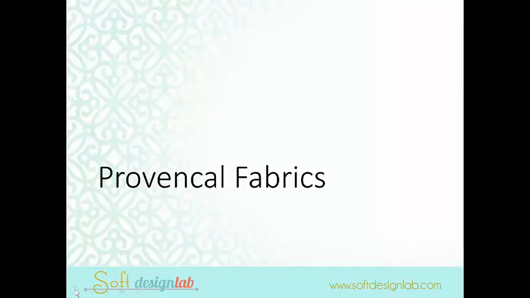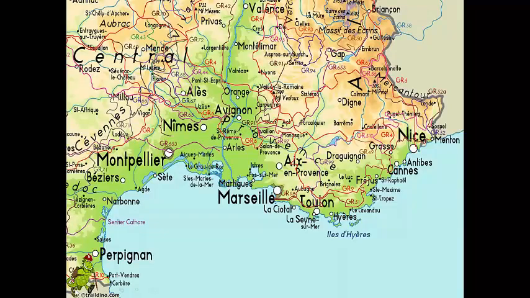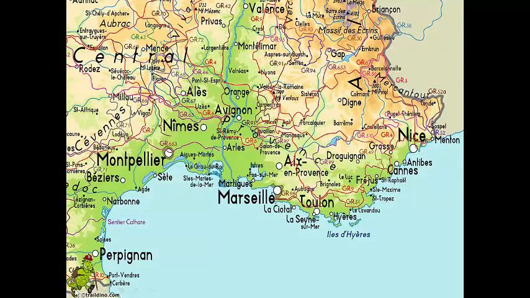Okay, so let's talk a little bit about Provençal fabrics. Another fabric niche that I really love, love, love. The story begins in Provence. By the way, Provence was named because it was the first province outside of Italy during the Roman Empire.